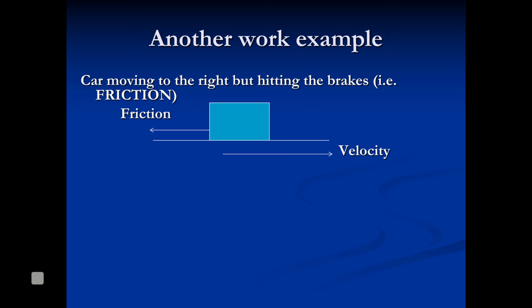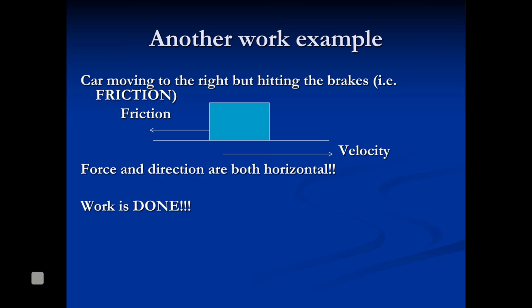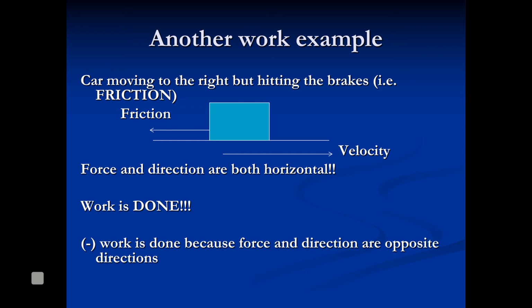Now, if the force and the motion are in opposite directions, like a car moving to the right but hitting the brakes, and there's friction, they're still both horizontal, which means work is being done. I never said they had to be in the exact same direction. If they're in the same direction, we're going to do positive work. Well, guess what? If they're in the opposite direction, what can you probably guess? They're doing negative work, because they're in the opposite direction of each other.